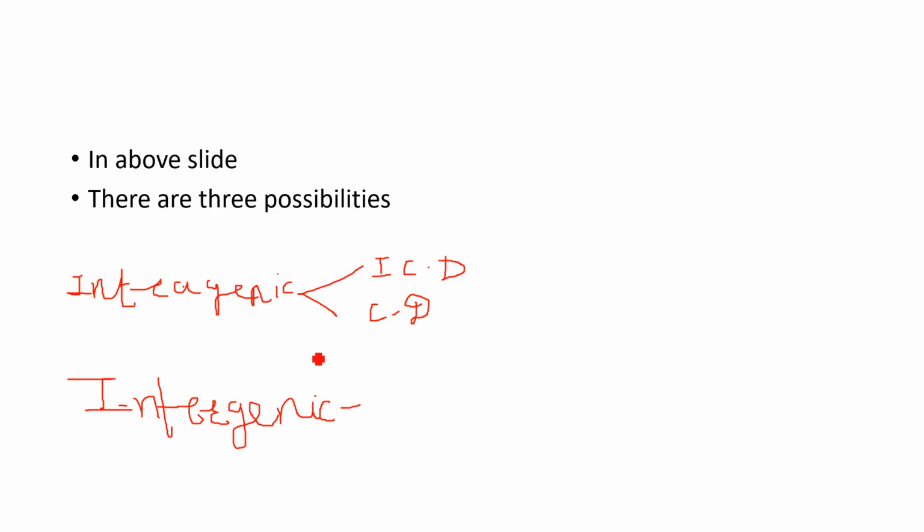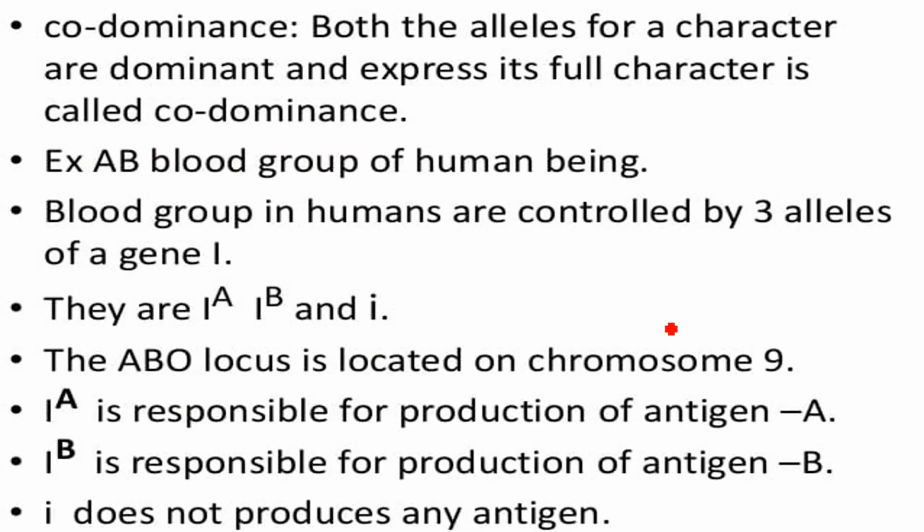So dear students, just remember that intragenic interaction occurs between alleles of the same gene, and intergenic interaction occurs between different genes present on the same or different chromosomes. Examples of intergenic are supplementary and complementary genes, pleiotropy, polygenes, epistasis. And intragenic examples are ICD, incomplete dominance, and CD, complete dominance. We will discuss them one by one.